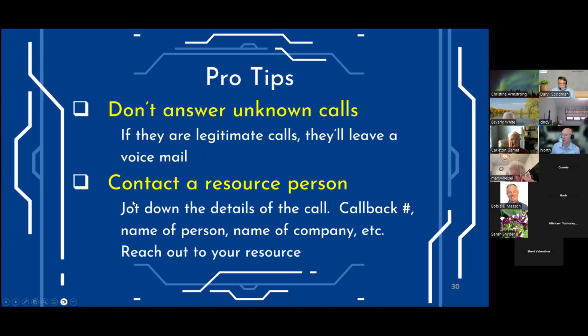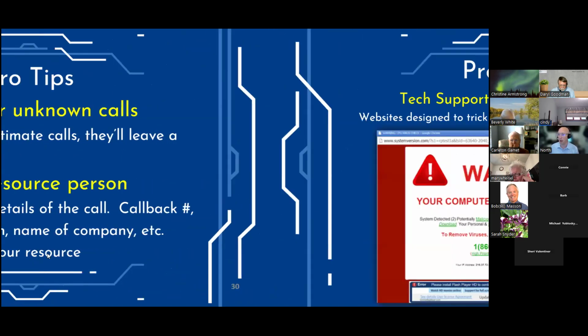And also contact a resource person. Jot down the details of the call: callback number, name of the person, name of the company, etc. And then if you have questions, reach out to your resource person. If you have somebody that is helping you identify malicious callers or phish or malicious text, have a conversation with these folks, because again, this is a team sport. No one person can be an island unto themselves and be able to answer all questions, especially when it comes to scam and fraud. So have that contact person.